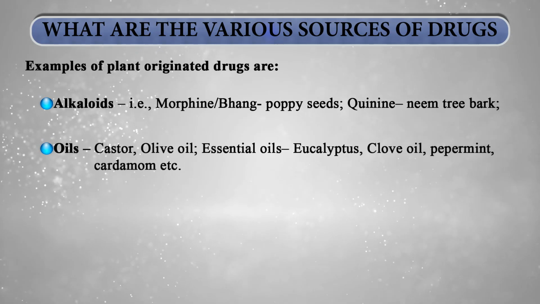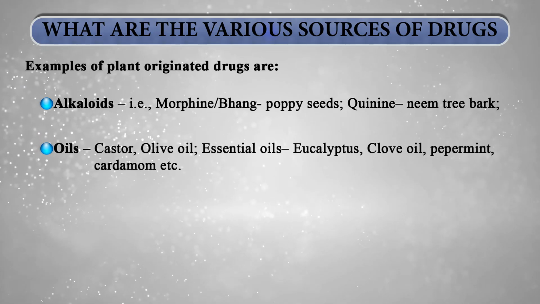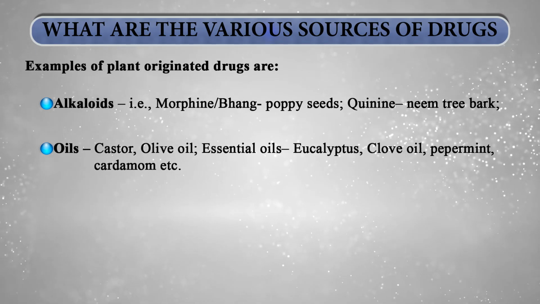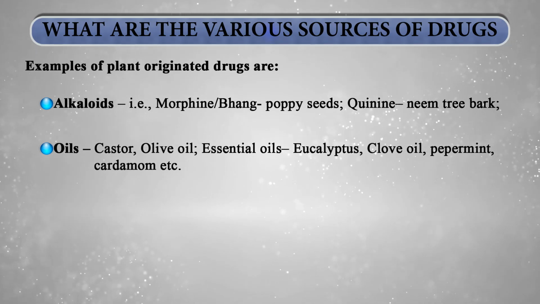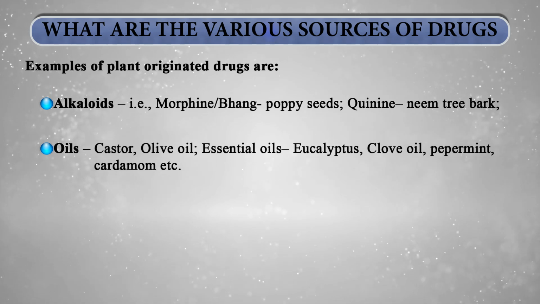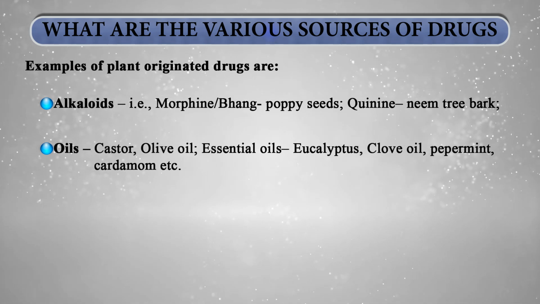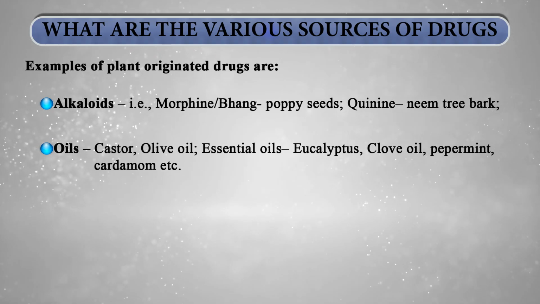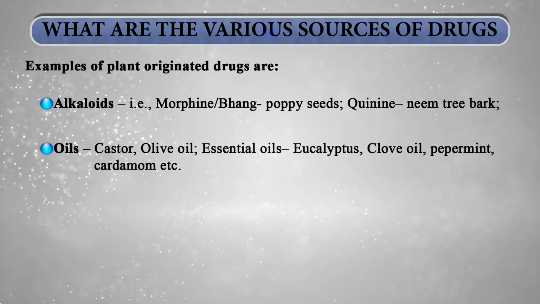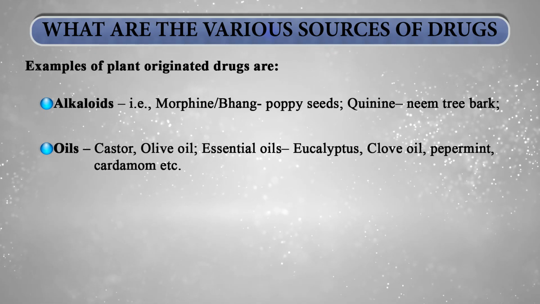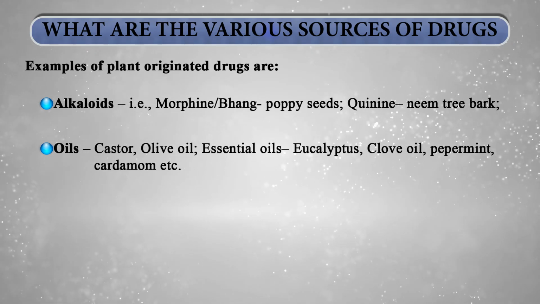Then we have certain oils which are obtained from these plants, like castor oil, olive oil, and essential oils like eucalyptus oil, clove oil, peppermint and cardamom oils. These are all from plant origins. Eucalyptus oil, you know, is very beneficial and used in balms, and in the concentrated form it is used to cure flu, cold and cough, sometimes headache also.